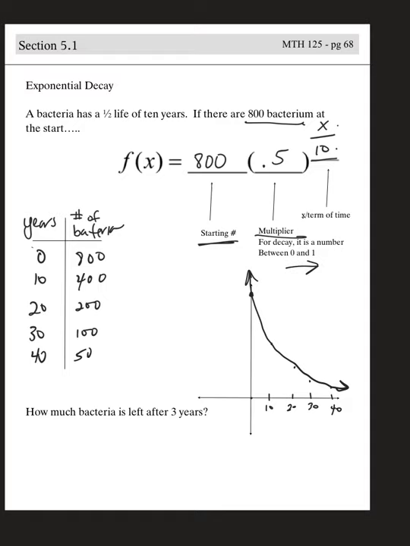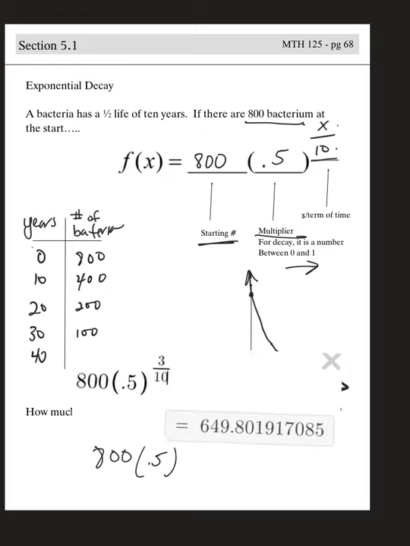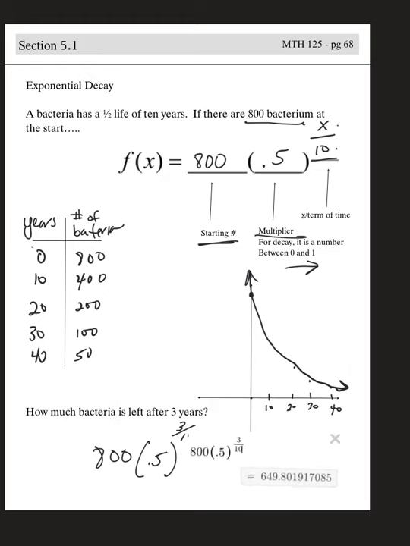How much bacteria is left after 3 years? Okay, that's going to be not a pretty number probably. So I'm going to use 800 times my multiplier raised to the power of 3 out of 10 years. This is going to be a problem for Desmos. So here's my answer from Desmos. 800 times 0.5 raised to the power of 3 out of 10 years. You would have 649.8 bacteria after 3 years. It's a number that's smaller than 800, but it's not a complete half-life, so this makes perfect sense.